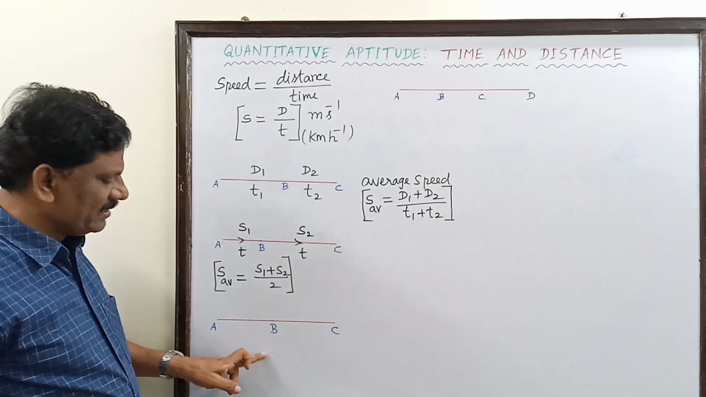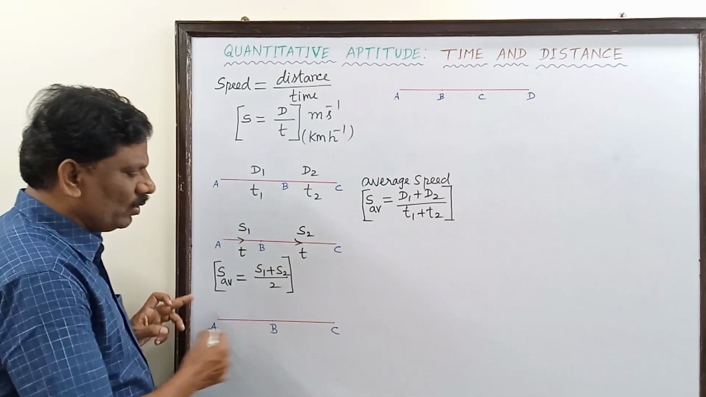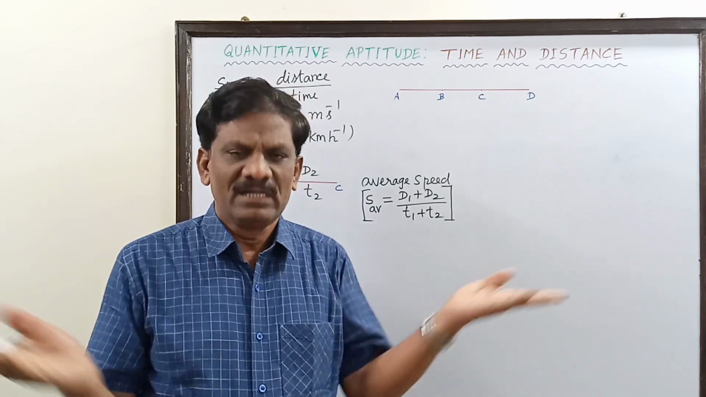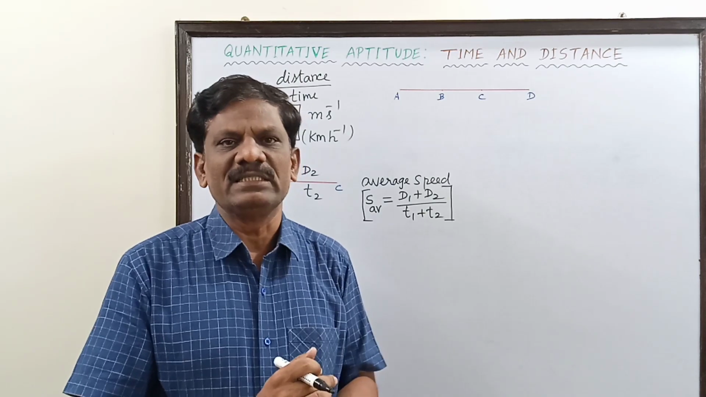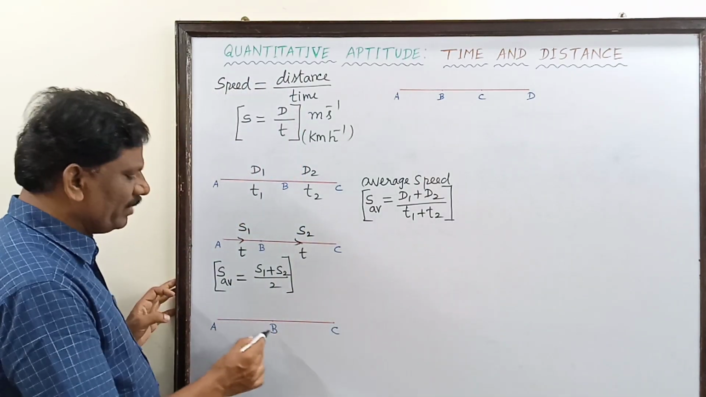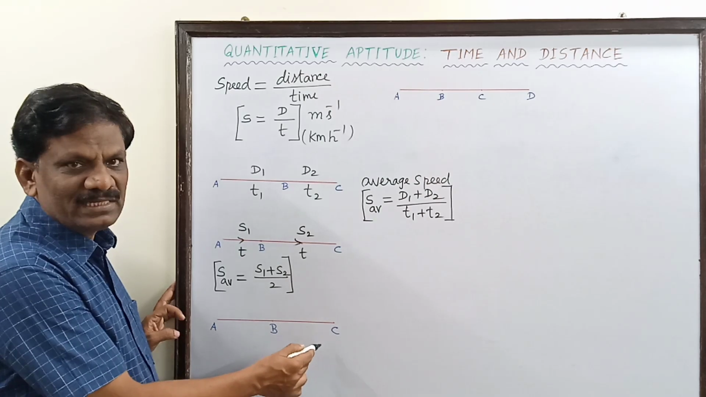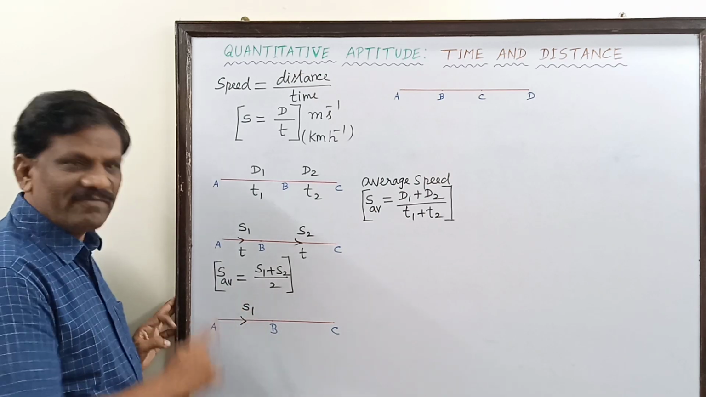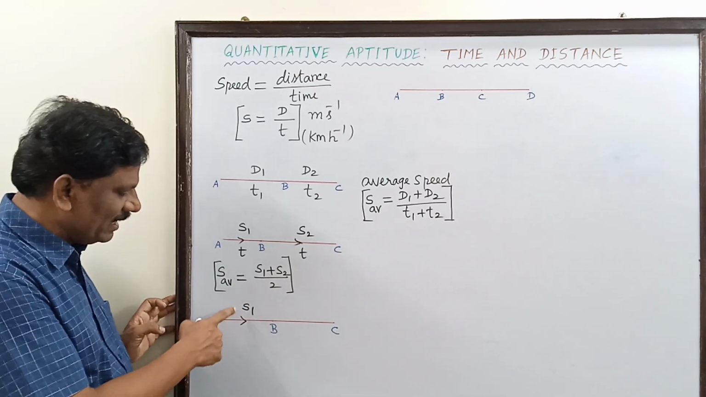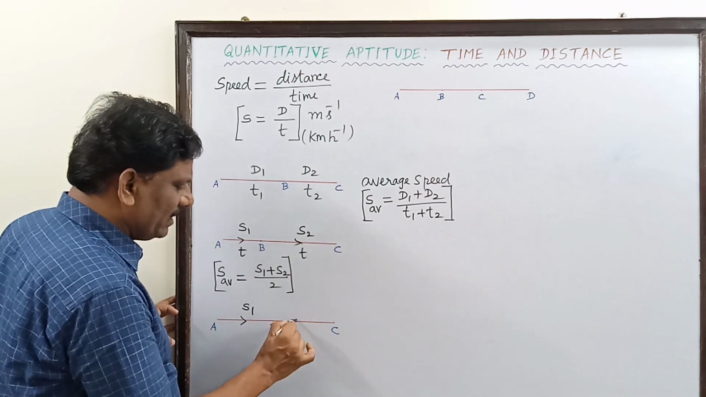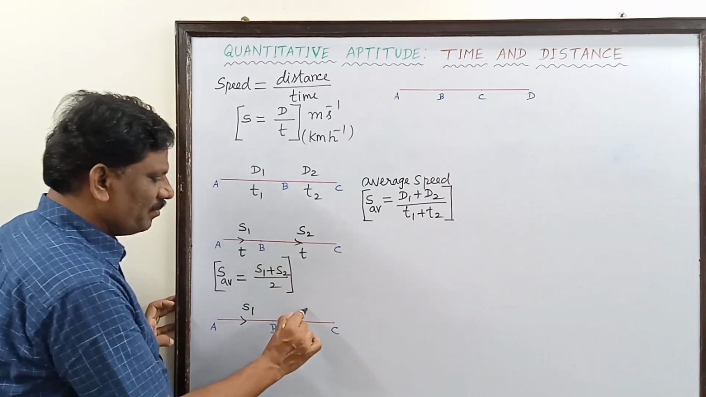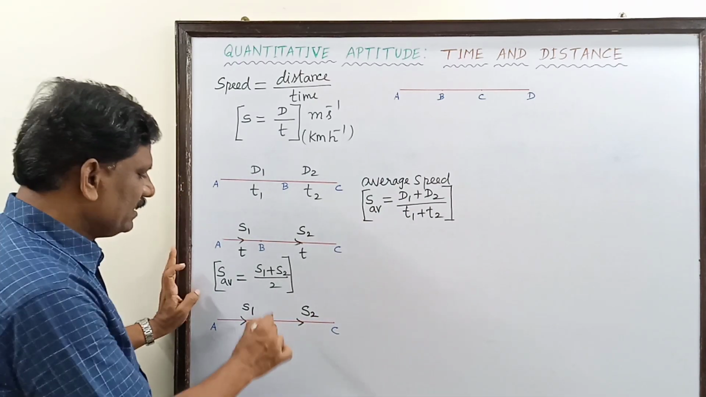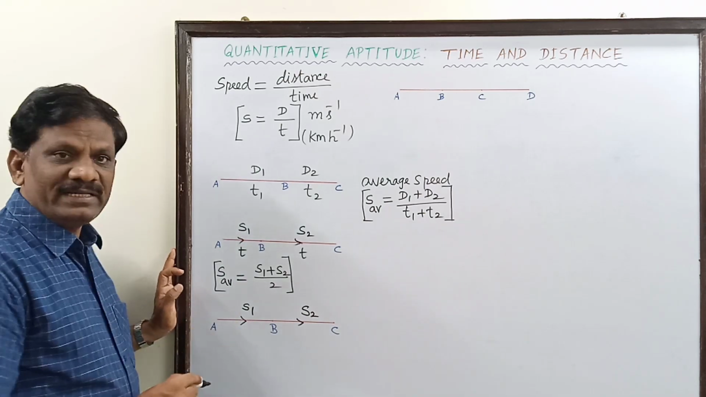Now in the next case you see here, I have divided the total distance into two equal halves. Suppose the total distance is 100 meter, means each 50 I have divided. So in this case the distance AB is equal to the distance BC. And in this case, if a body is traveling with the speed S1 from A to B, the first half distance is covered with the speed S1, and the second half of the distance, the same distance, it has traveled with the speed S2. So in this case, what is the average speed?